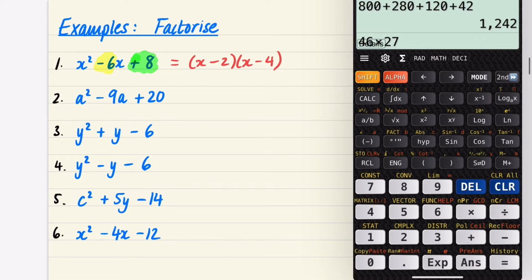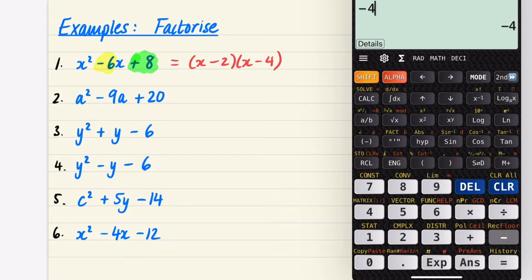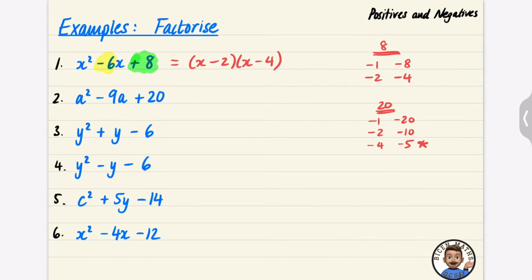Remember, you can always check these things on your calculator. You can do minus 4 minus 5. Yep, it does go to minus 9. When I say add, if you add them, you still get the same thing. When you add a negative, it's the same as just subtracting it. So we're going to get x minus 4 and x minus 5.